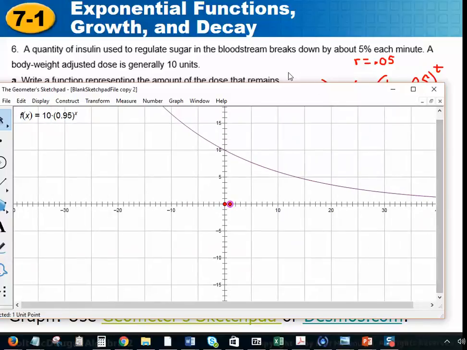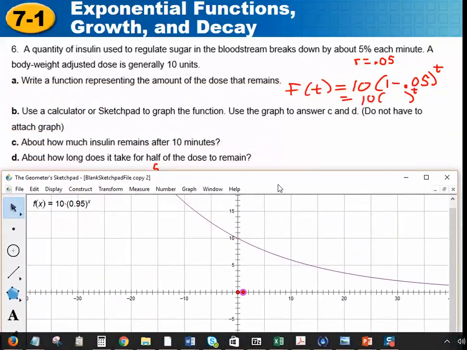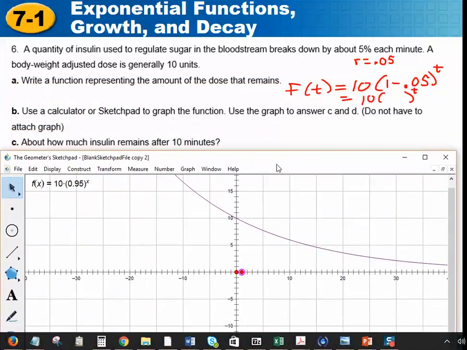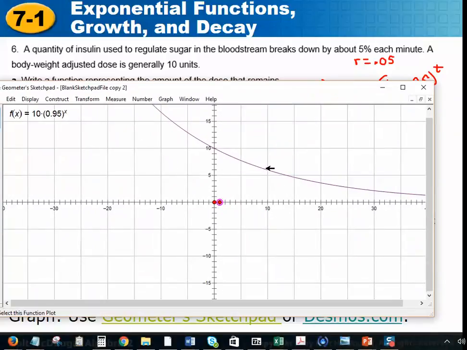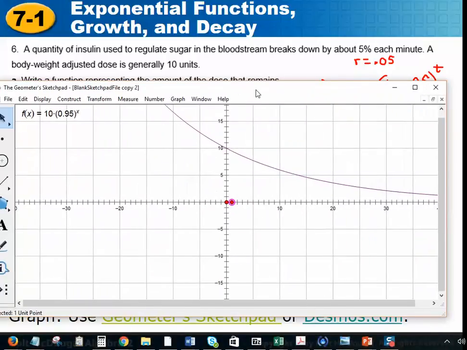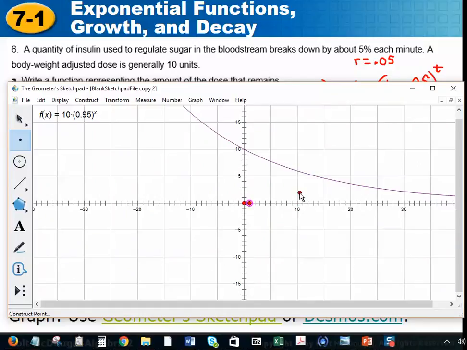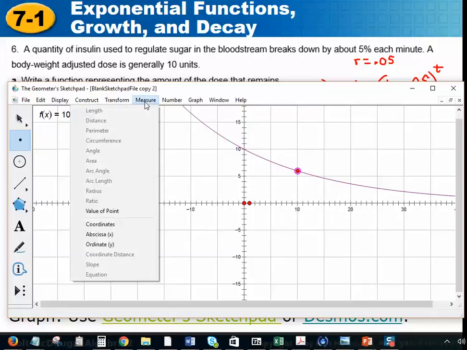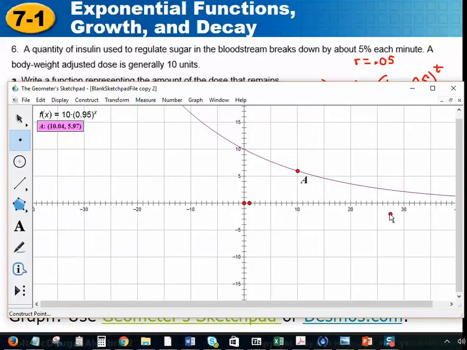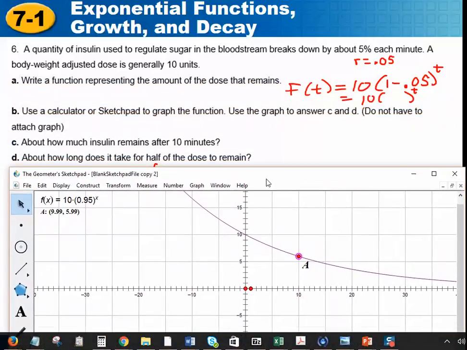So we have this graph here. Question C said, about how much insulin remains after 10 minutes? Well, that's when x, or t, is equal to 10. So that's right here. You could even grab the point tool and put a point at 10 and the intersection of the graph there. And then you could go to measure the coordinates of that point. It's just slightly over 10. Maybe I can move it a little bit. At 10, it looks like it's right about 6. So for how much insulin remains after 10 minutes, it's about 6 units, I guess you'd call it.